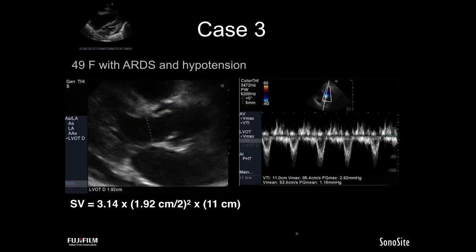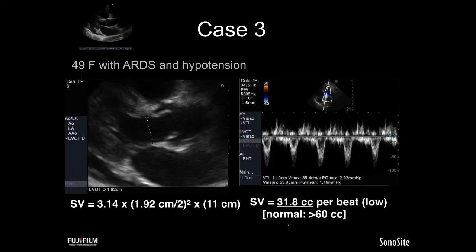We need to find a way to get blood across to the left side to be able to bump up this VTI, because when you punch in the numbers and you do the math, your stroke volume is just above 30 cc's, with normal stroke volume based on average sizes being around 60 cc's or more. So we've got some serious work to do in this patient who has increasing markers of shock, including a rising lactate.